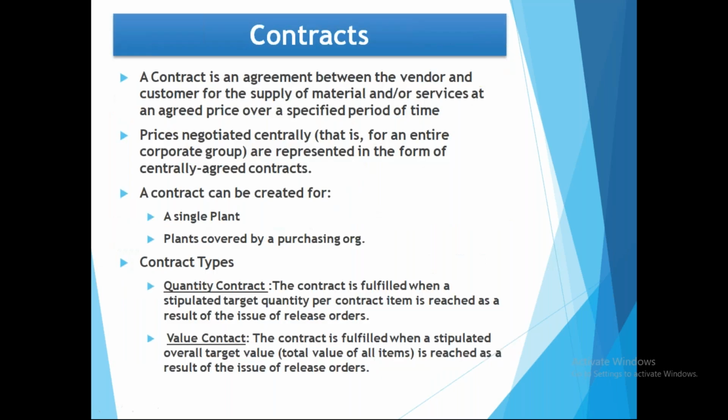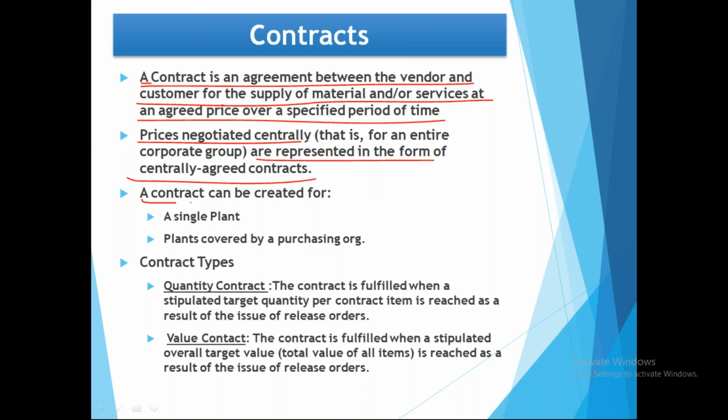Okay. So what is a contract? A contract is an agreement between the vendor and customer for the supply of material or services at an agreed price over a specified period of time. So a contract is basically an agreement between our organization and our vendor for an agreed price over a specified period of time. Prices are negotiated centrally or represented in the form of centrally agreed contracts. I will show you this in the system.